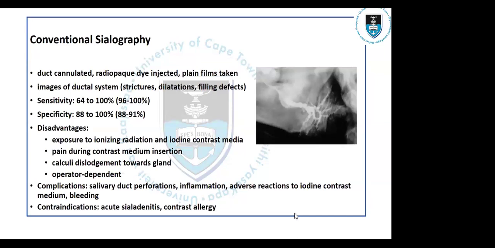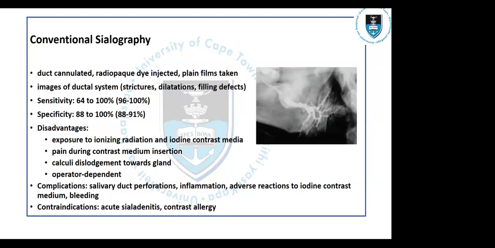In conventional sialography, the duct is cannulated and a radio-opaque dye is injected before plain films are taken. It is quite rarely performed today, and it provides images of the morphology of the ductal system and allows the diagnosis of strictures, dilatations, and filling defects. The sensitivity of sialolith detection ranges from 64 to 100%, while its specificity ranges from 88 to 100%. With the use of subtraction, the sensitivity of stone detection increases to 96 to 100%, while specificity is 88 to 91%.